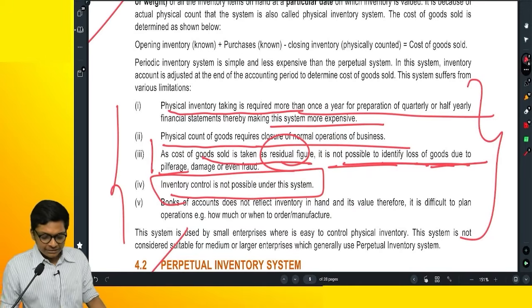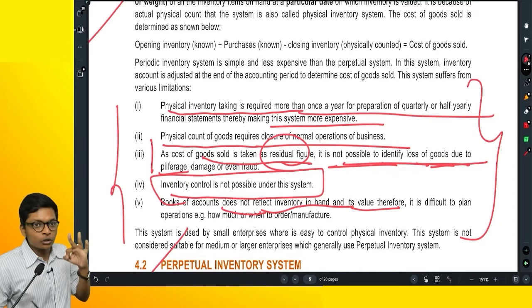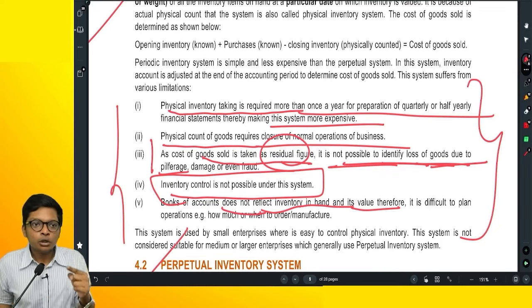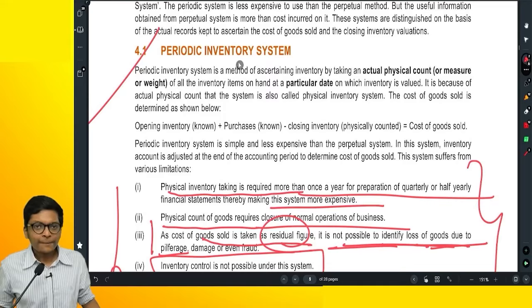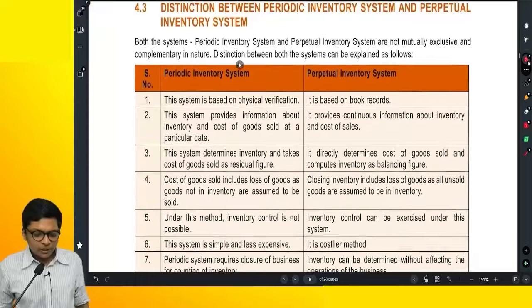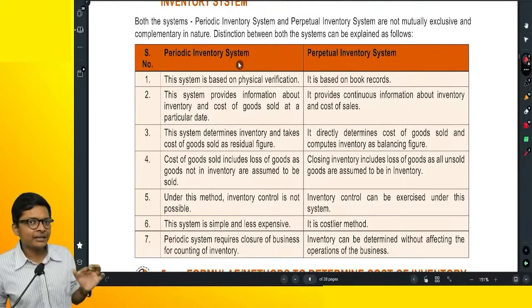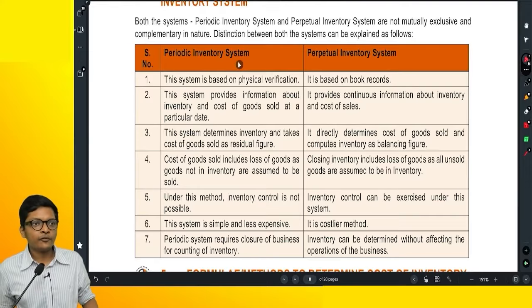Understanding, guys? Then books of accounts do not reflect inventory in hand and its real value. Correct? iPhone we showed 300 but real value is 298. Do you remember, guys? Following? So this is the periodic inventory system. Disadvantage, 5 points, 5 marks. Differentiate between periodic and perpetual. Have a read, very important. Don't skip. Able to follow, guys?